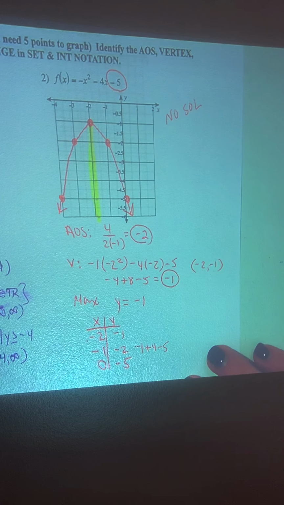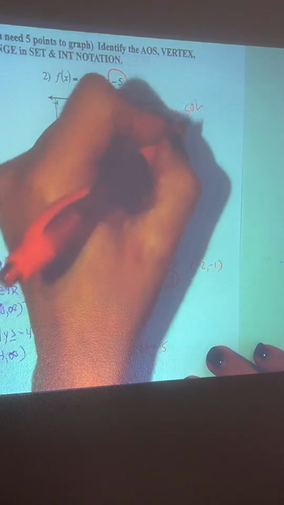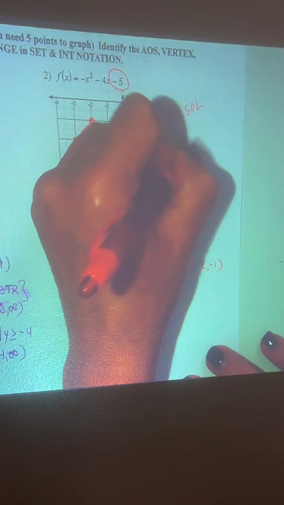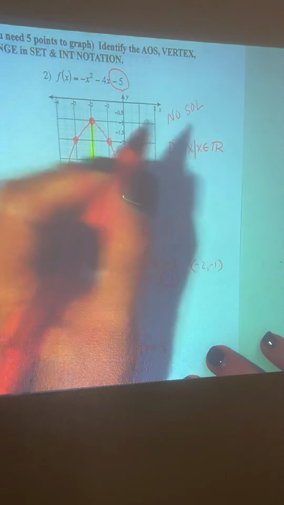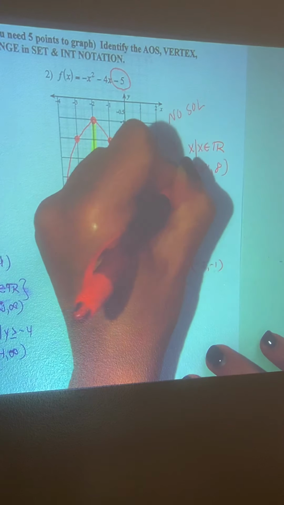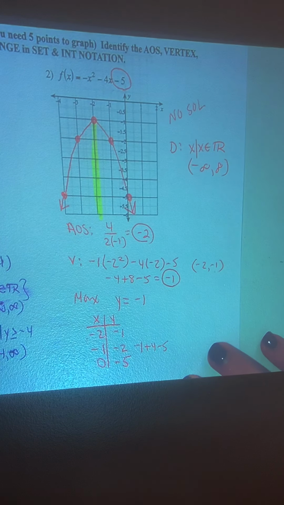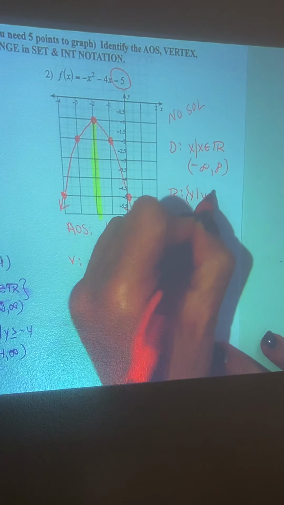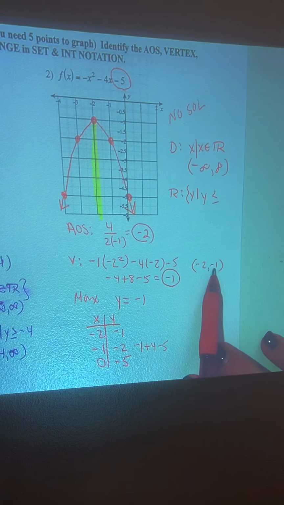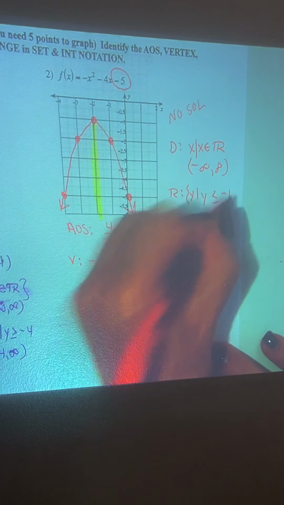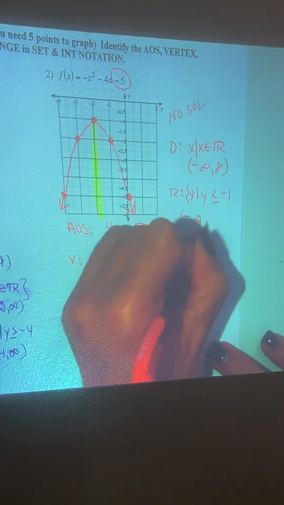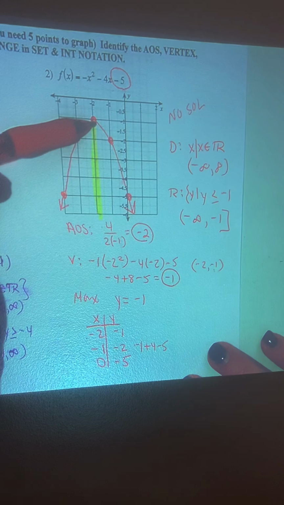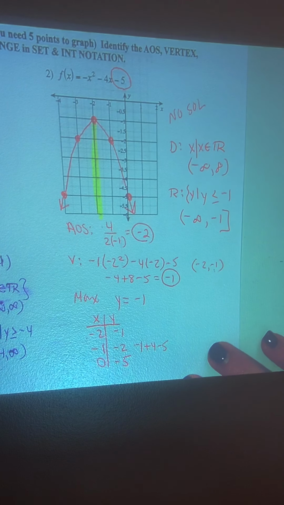Okay, and then we can do our domain and range. Matter of fact, I'll put it up here. Hopefully we can see this. The domain we know is all real numbers. Set notation, interval notation, and then our range. Y such that y is, it's going down, so it's less than or equal to y by the vertex, -1. And then interval is -∞, comma, -1. Remember, with -∞, it goes -∞ up to -1 when it's going down.